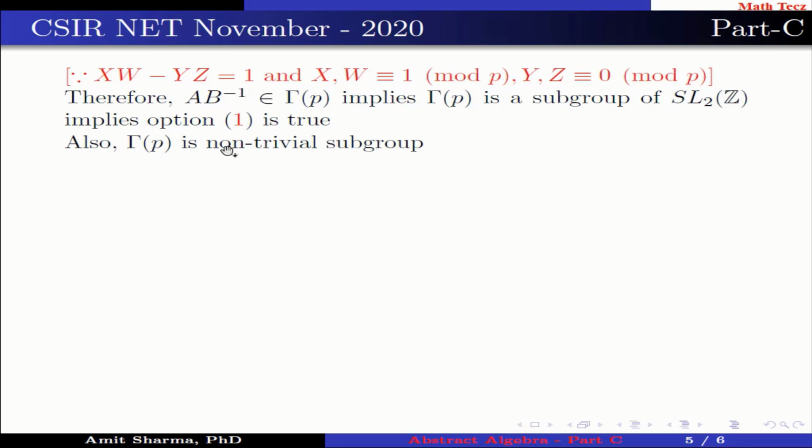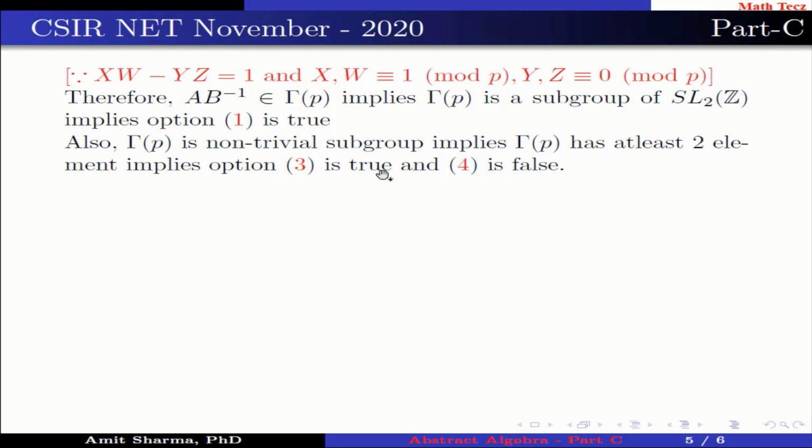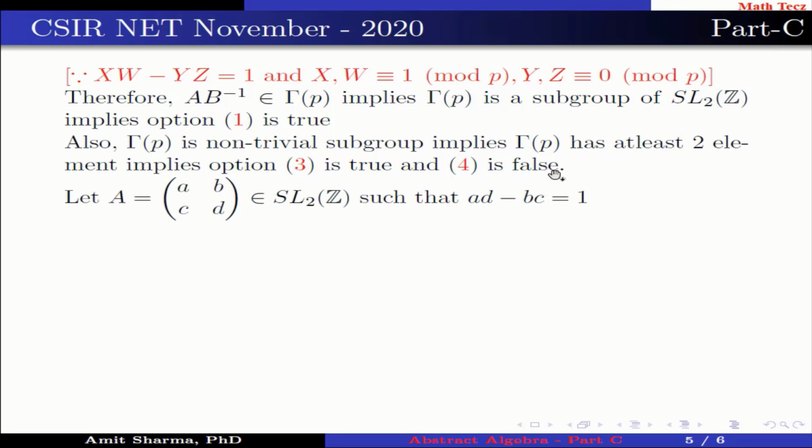Also, gamma of p is a non-trivial subgroup, implies gamma of p has at least 2 elements, implies option 3 is true and 4 is false.